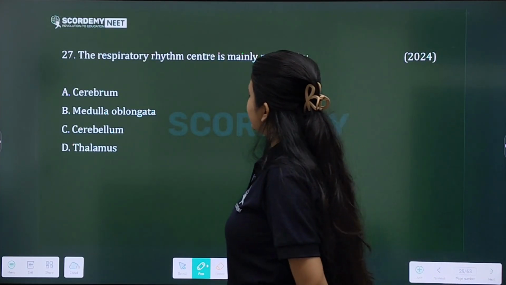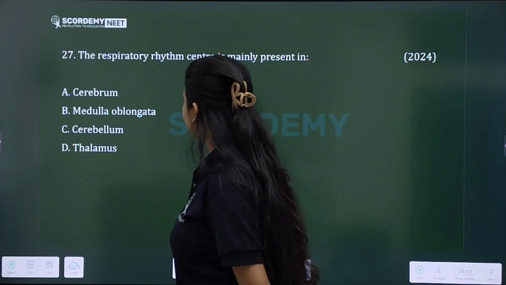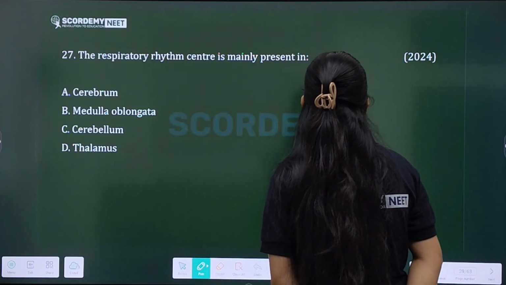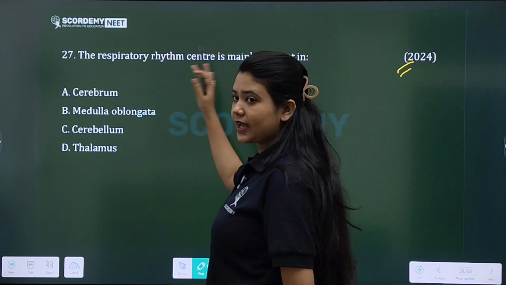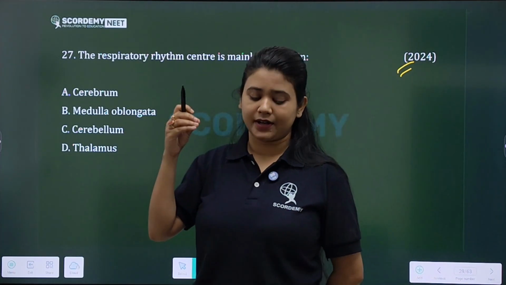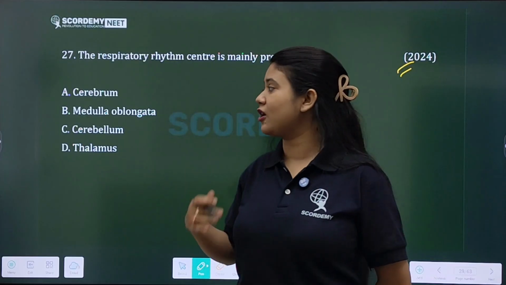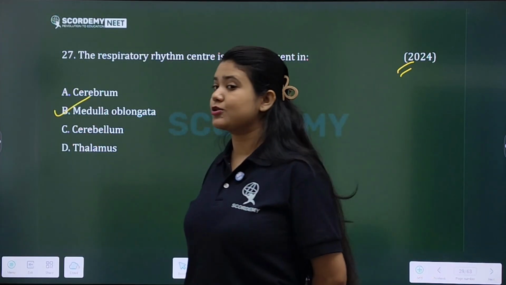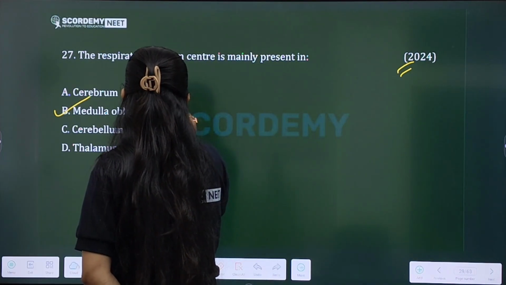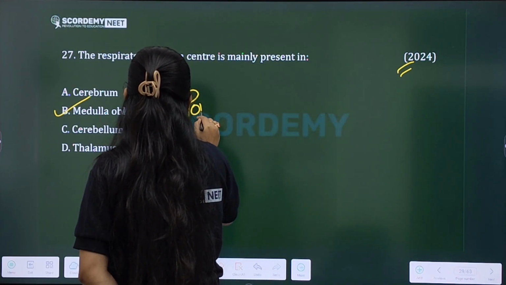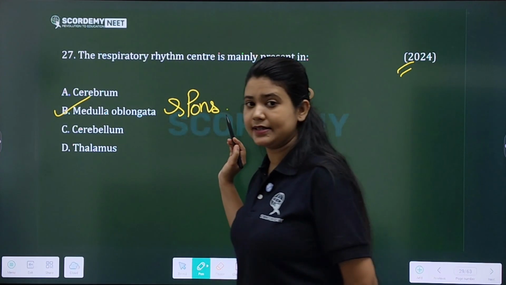Then what is asked: the respiratory rhythm center is mainly present in... okay, so see, again a 2024 NEET question. Again the same question: the respiratory control center, that is your medulla oblongata and also your pons, isn't it? Yes, these both are part of your hindbrain, isn't it?